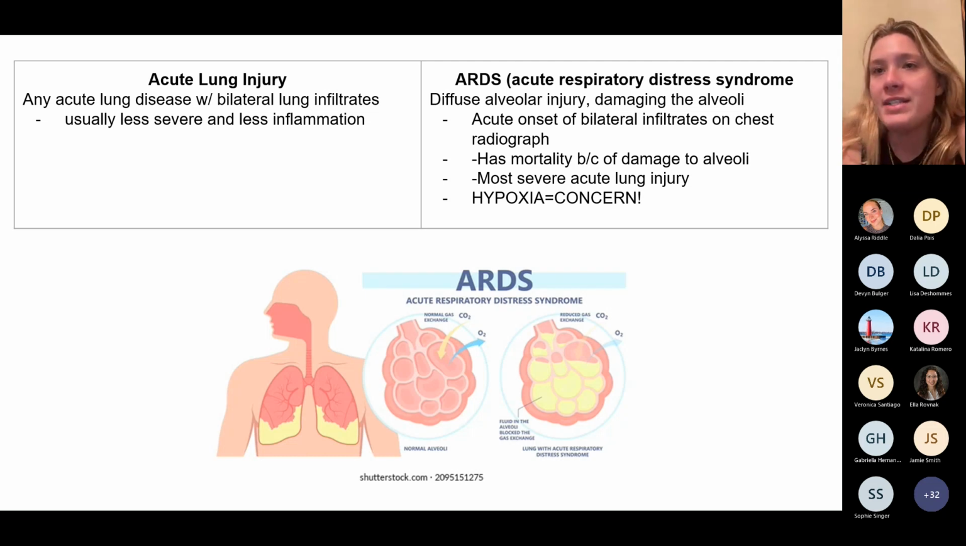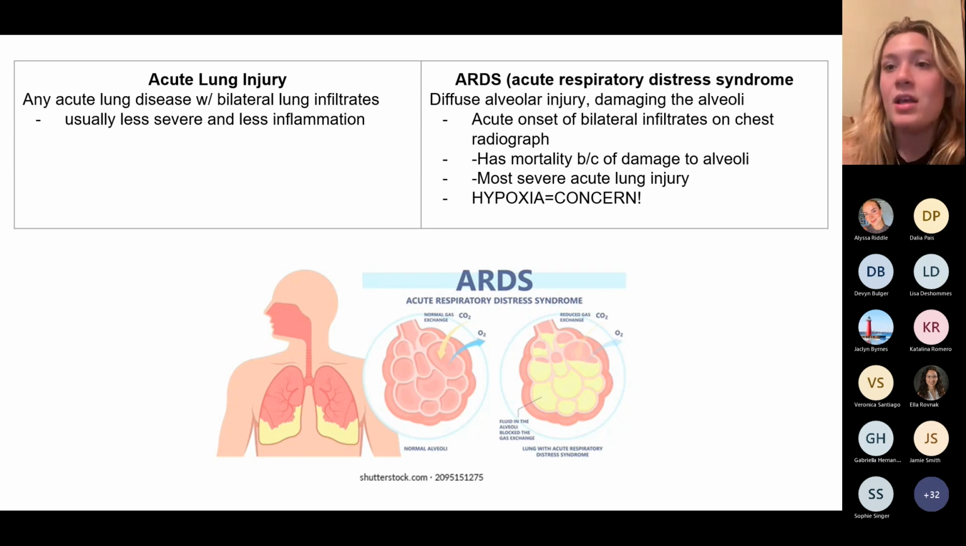When you think of ARDS, this is an injury to the alveoli. What is the function of the alveoli? The alveoli is the site of gas exchange. So blood goes to the alveoli. The alveoli take out the CO2 and they put in the oxygen. That's what our alveoli do.